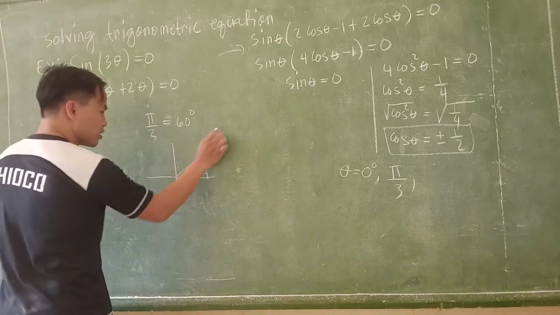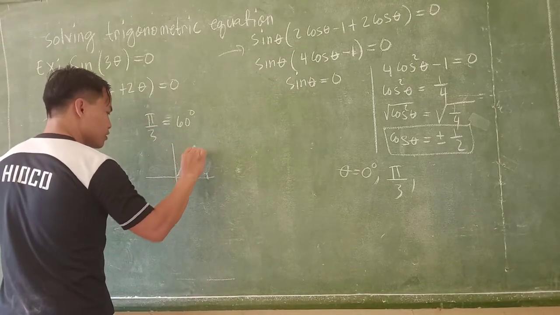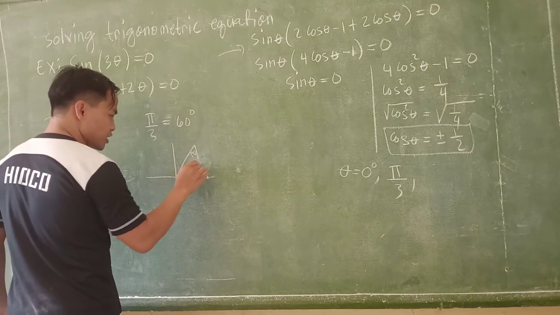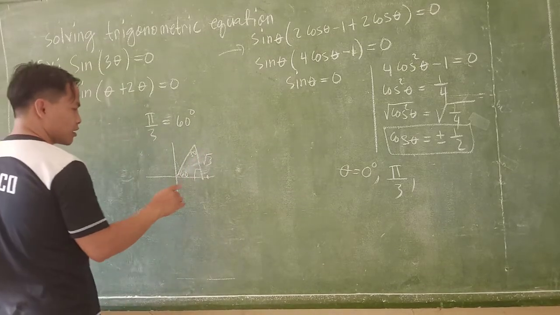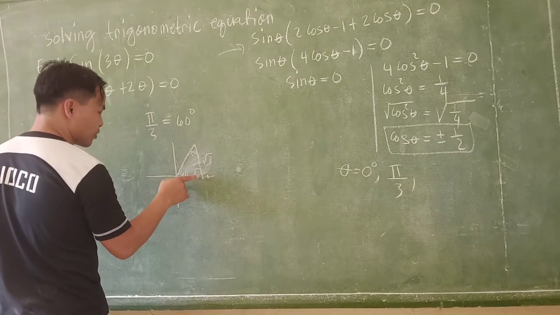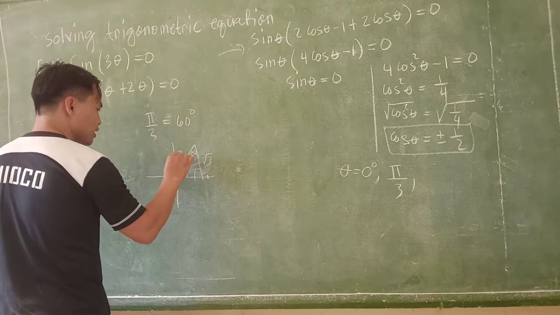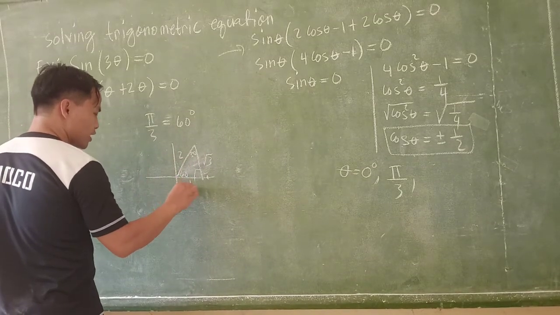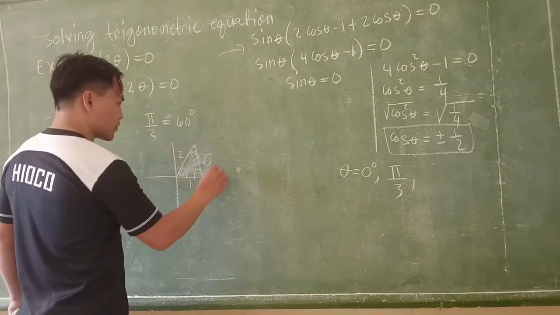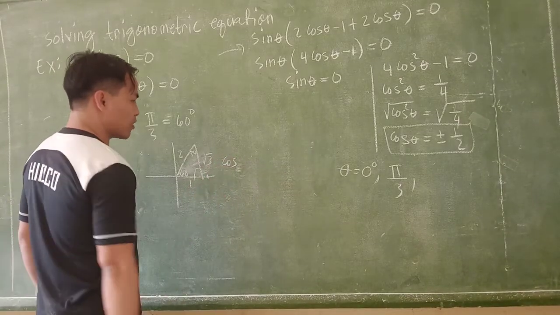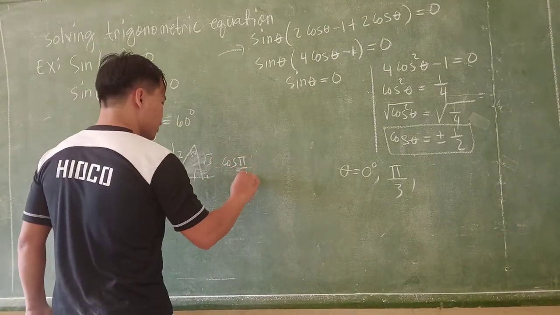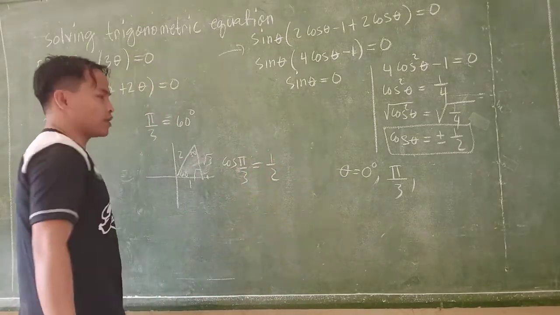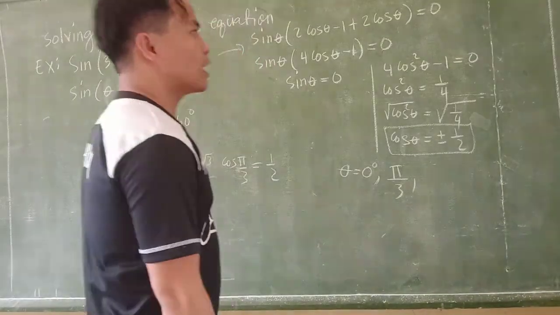So for 60 degrees, we have the 30-60-90 triangle. The side opposite 60 is square root of 3. The hypotenuse, opposite the right angle, has a measure of 2. The side opposite 30 degrees is 1. Cos of pi over 3 or 60 degrees, adjacent over hypotenuse, is 1/2. Therefore, pi over 3 is also applicable.